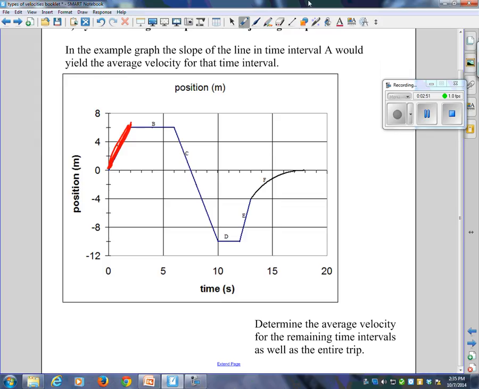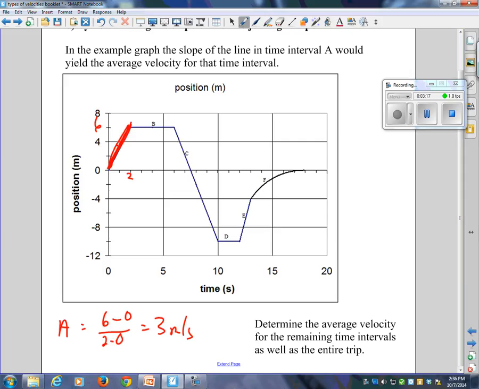Okay, so how would we do that? A little refresher here on finding average velocity. So this is going to be 6. This is 5, so that's 2. So A is going to be 6 minus 0 all over 2 minus 0, or simply 3 meters per second. The average velocity is 3 meters per second.